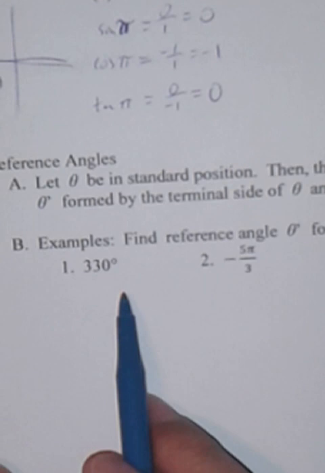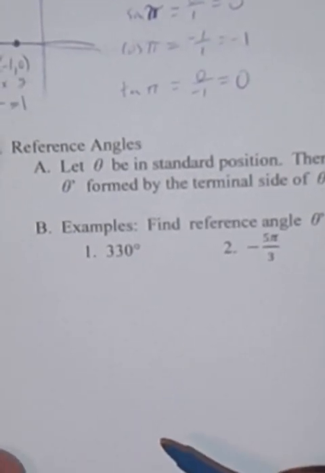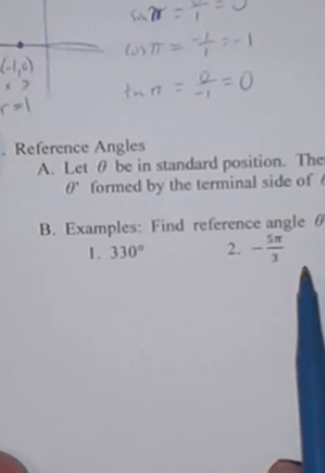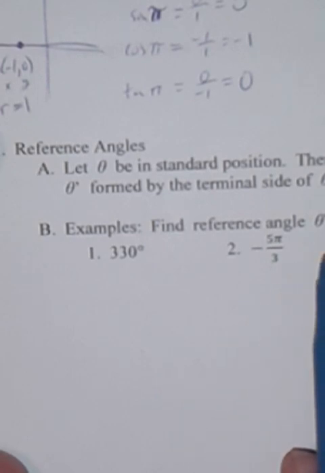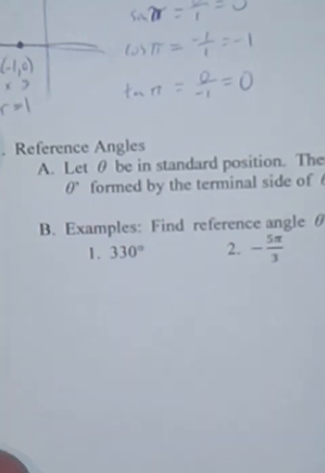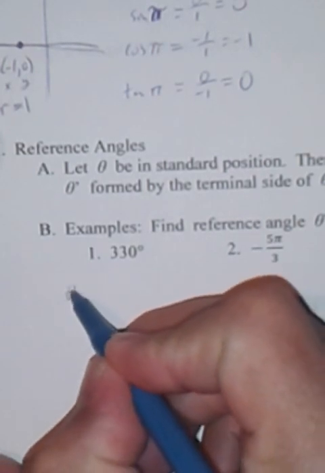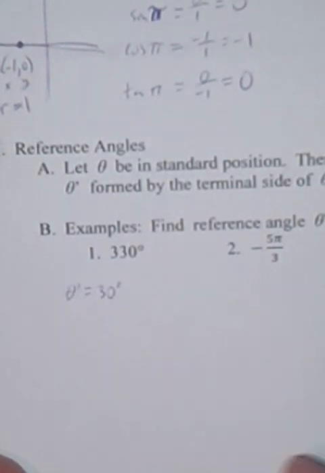So letter B says find the reference angle theta prime for each. Number 1 is 330 degrees. If you think about the rotation of 330 degrees, from the positive x-axis you rotate counterclockwise, and you don't get to 360, you're 30 degrees away from 360. So that's the reference angle, 30 degrees. So theta prime is 30 degrees.